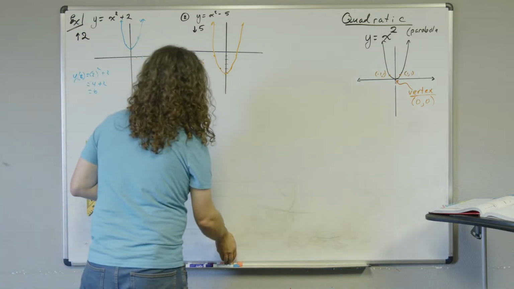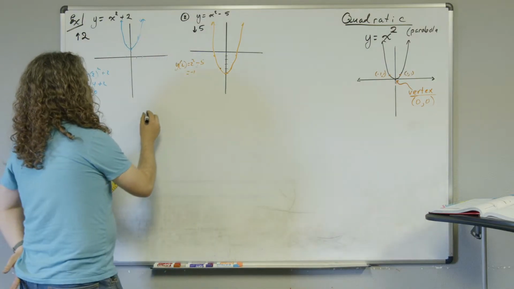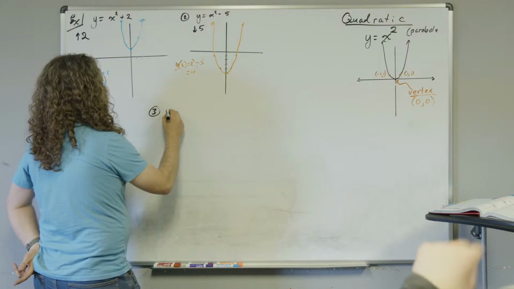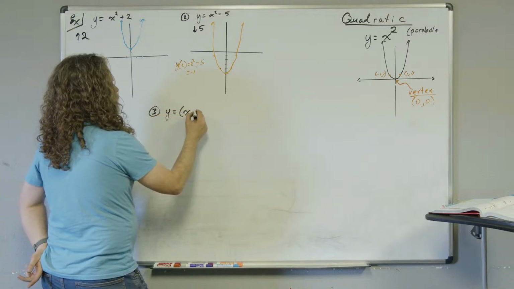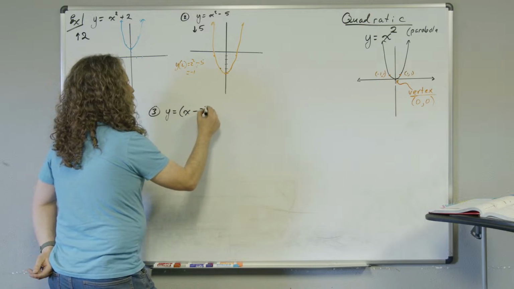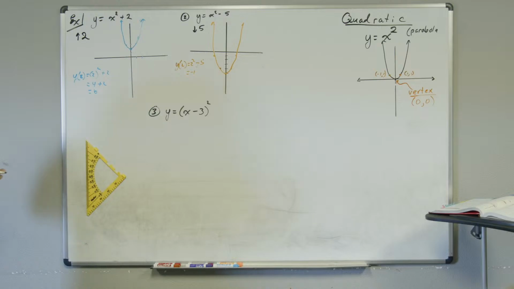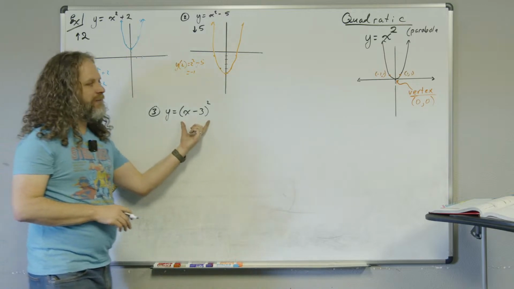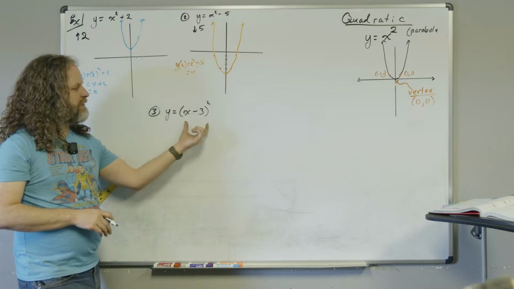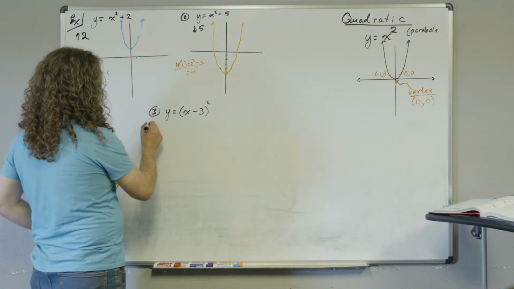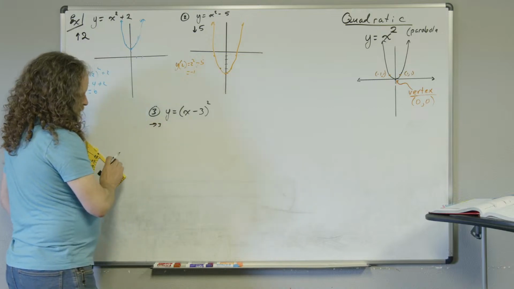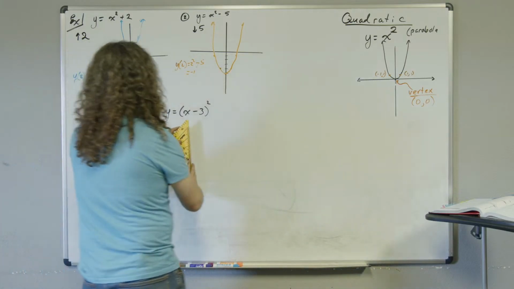Okay, let's do another one. All right, how does this one change the parent? Yeah, horizontally which direction, left or right? It moves, remember, inside opposite, right? So you'd think left, but since it's inside, it actually is going to move it to the right. So it's moving it to the right 3. Right? So let's graph it.